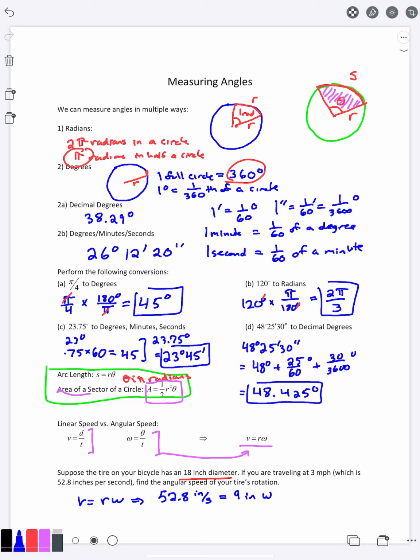And then if I divide 52.8 by 9, I get the following here. Omega is 5.87. And if you're curious what units we have, you can see the inches are going to cancel out, but you still have the per second. And in particular, it's a unitless expression here. Radians is actually unitless, so this is actually radians per second.